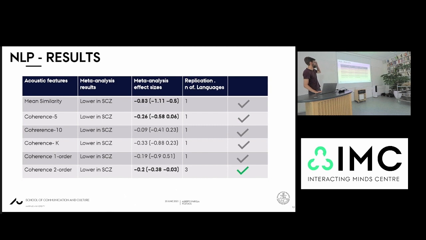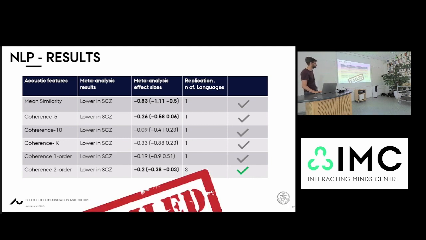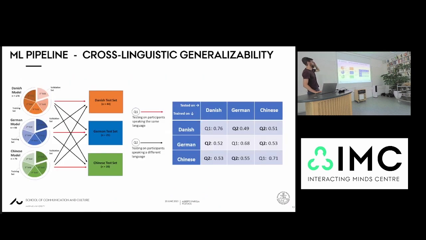And the same was true for NLP. So we also implemented an NLP pipeline. In this case, we measured what is called semantic coherence, a measure of how disorganized or illogical the speech of a patient with schizophrenia is. This semantic incoherence also taps into specific symptoms like illogicality. And again, we found very similar results. Only one feature, second-order coherence, replicated well, in three corpora, while for all the other features we found replication just in the Chinese corpus.